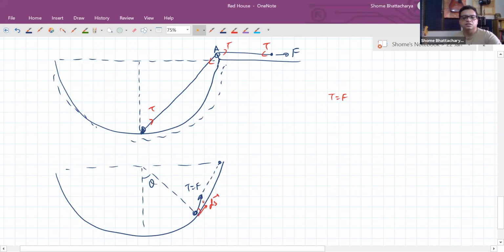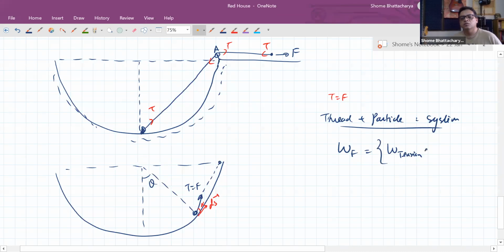Again, this angle is alpha, whatever. But here what we can do is take the thread plus the particle as a system. So on that, the work done by the force F will be equal to the work done by tension on the particle.